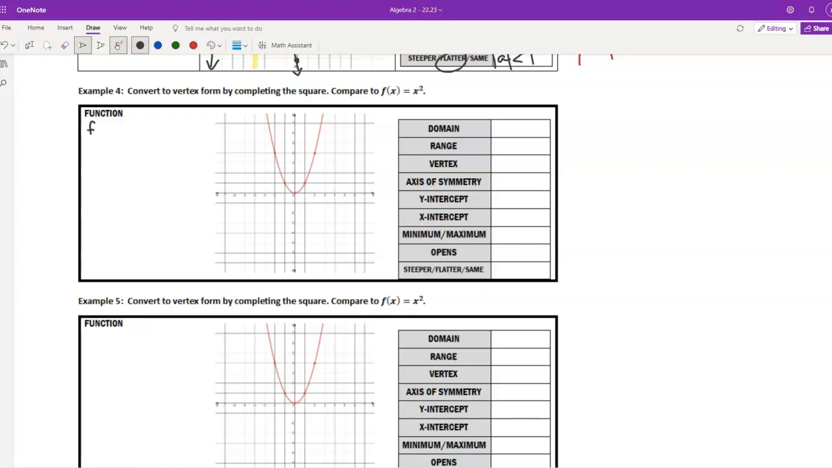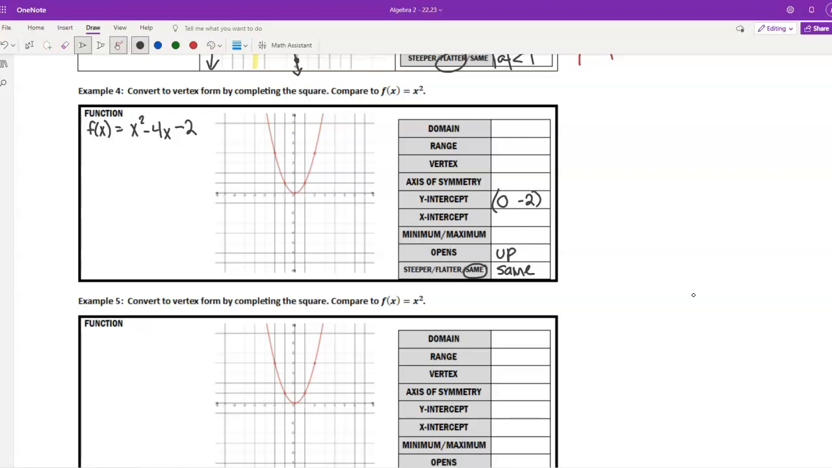The function rule that we're going to do is f of x equals x squared minus 4x minus 2. I think that's the one I chose. Now notice this is in standard form. When it's in standard form, there are a few things we can tell. We already see that the a value is 1, so we know it's going to have the same shape. It's also positive, so we know it's going to open up. And from this form, if I plug in 0, I know that my y-intercept is negative 2.